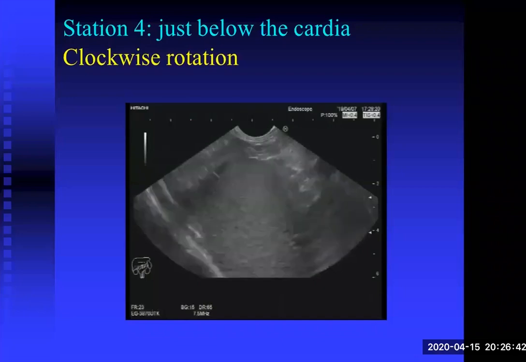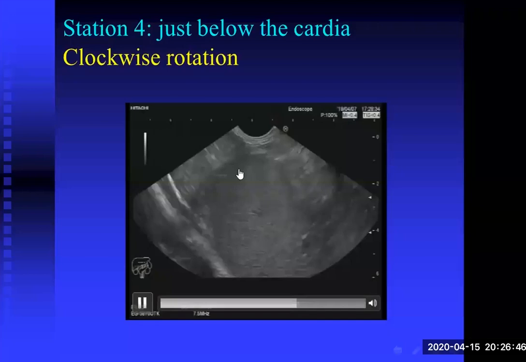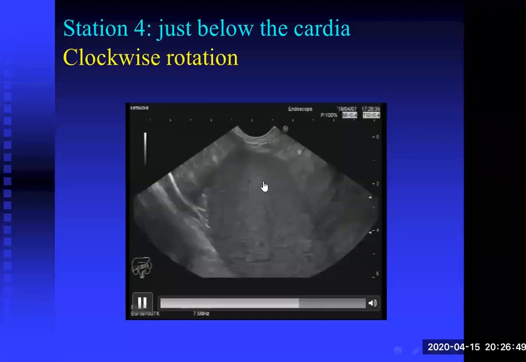Okay, and more clockwise rotation, and I can see the spleen. So, yes, and here's a part of the pancreas. In between the spleen and the left kidney is the tip of the pancreatic tail.